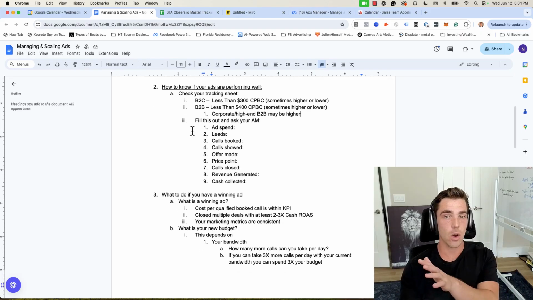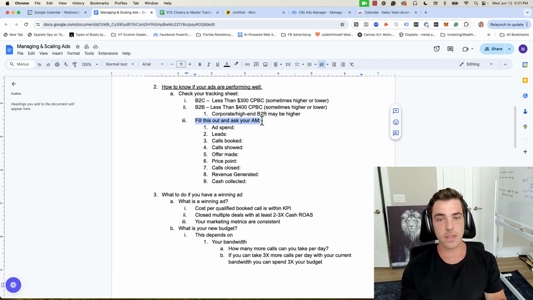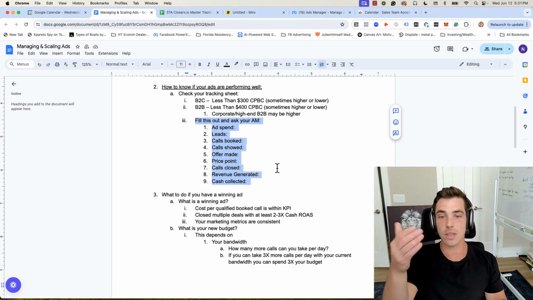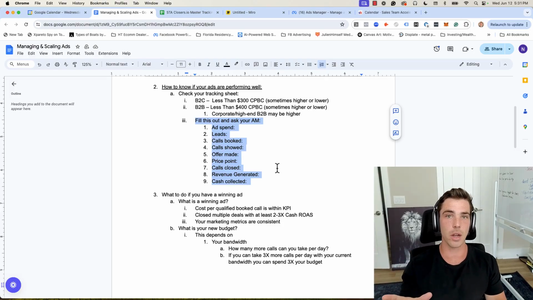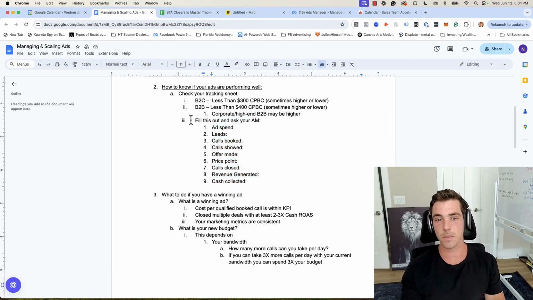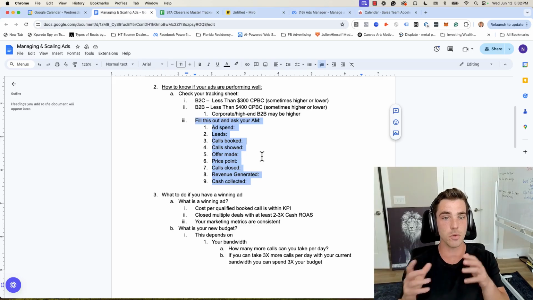Once your ads are running for a week or so, what you're gonna wanna do is fill out this information that I've listed right here on this training sheet and bring it to your account manager and ask them, based on this data, what's the best next step, so that you can audit what's going on and whether the ads are working well. You can't audit the situation if you don't have clear data on what's going on, okay? So fill that out, bring it to your account manager, and then they'll be able to help you diagnose what to do next.